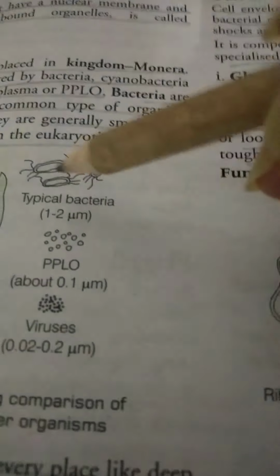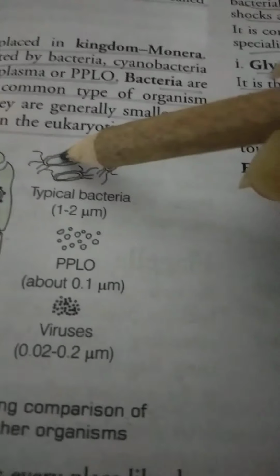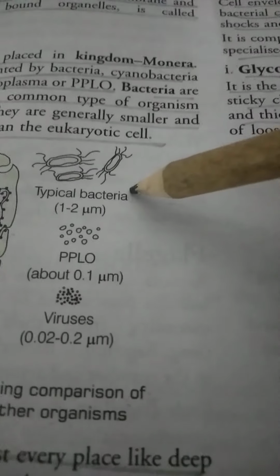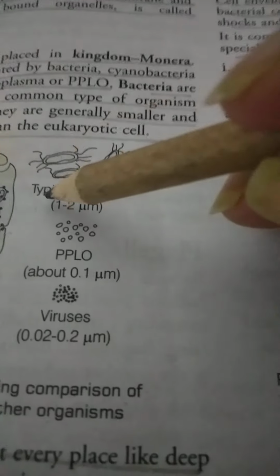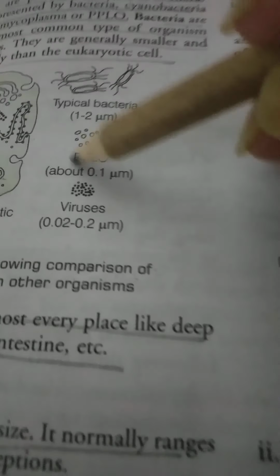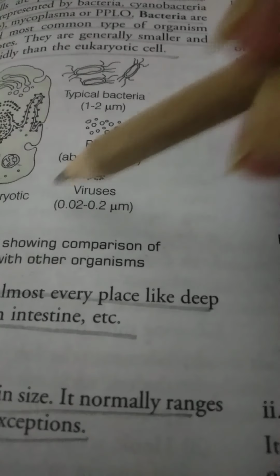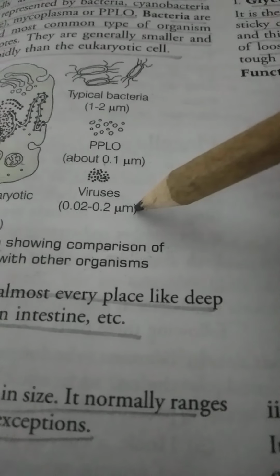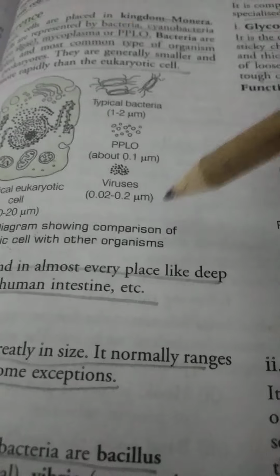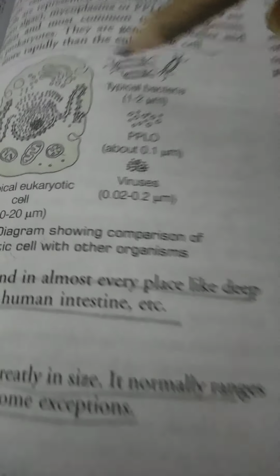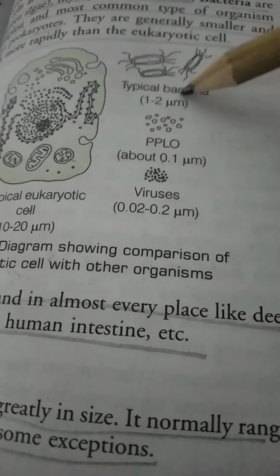As you are seeing here in this diagram, this is the bacterial cell. This is the typical bacteria, which is 1 to 2 micrometer in length. Then this is PPLO, which is 0.1 micrometer. This is the virus, which is 0.02 to 0.2 micrometer. So these are the diagrams which show the comparison of the eukaryotic cell with the prokaryotic cell.